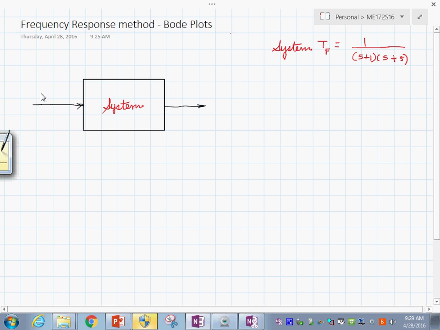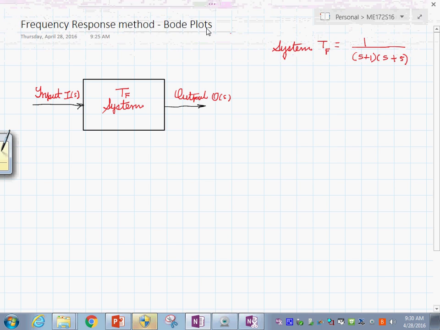What we have in here, this is my input, I'm going to call it I of s in here. This is my transfer function, and this one is going to be our output, so we're going to call it output of s.